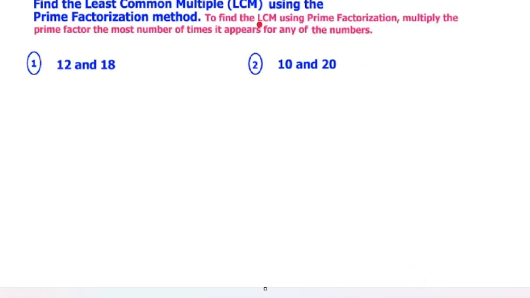So to find the LCM using prime factorization, multiply the prime factor the most number of times it appears for any of the numbers. So that might sound a little bit confusing and may not make sense, but when we're done, you will be able to make sense of that sentence. Okay, so let's start with 12 and 18.